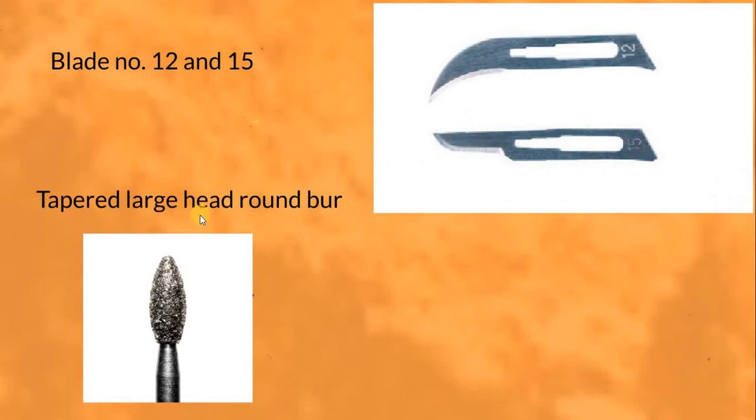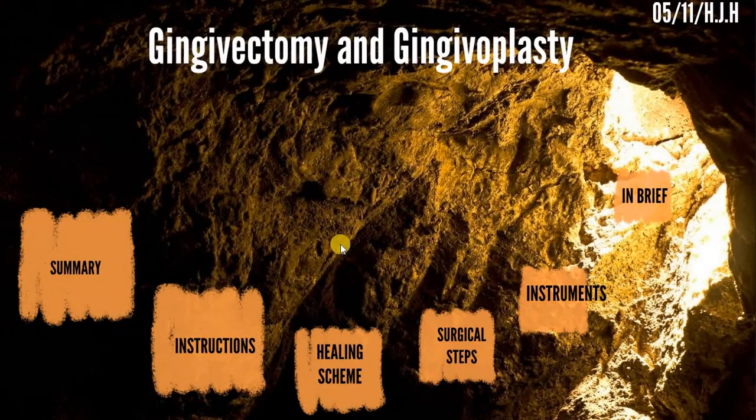and beside that we can use a burr, a tapered large head round burr. This is used for reshaping the gingiva after that, not for cutting the tissue. For reshaping the gingiva and making a slope in the new free gingival area, or new gingival neck or sulcus, we use a large tapered round burr. And of course we are using lasers, but we didn't mention it here.